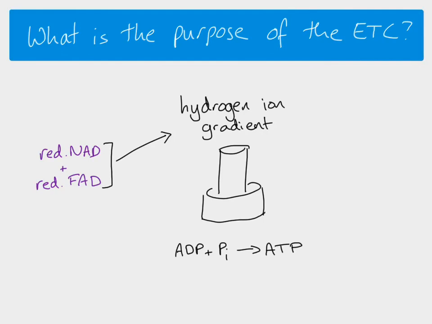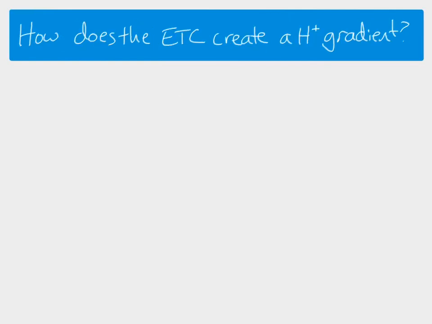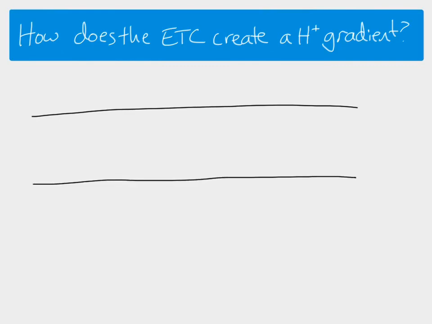Okay, so how do we get our hydrogen ion gradient? There's much more detail to it. We need to look at that now. Okay, so first of all we have to have a membrane. Now this is not the cell surface membrane. This is the inner mitochondrial membrane. Okay, so mitochondria have got two membranes.